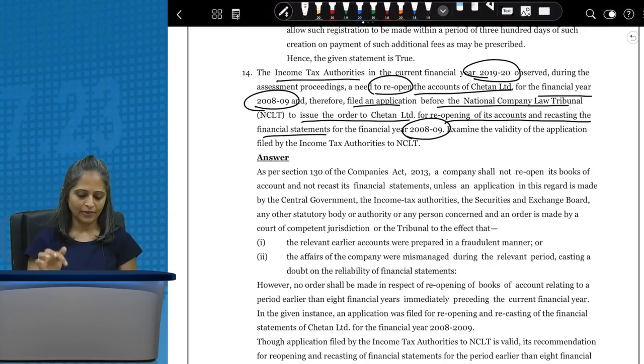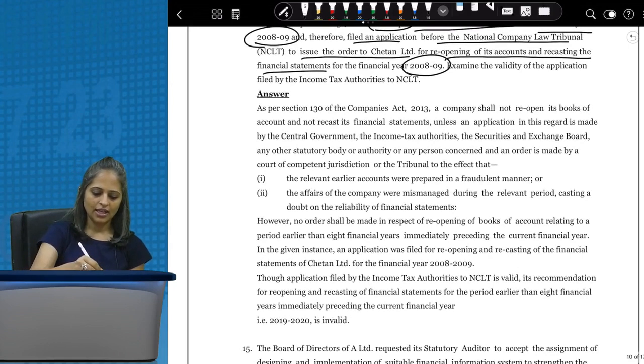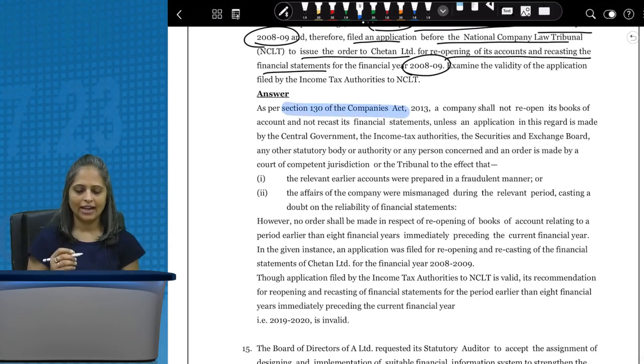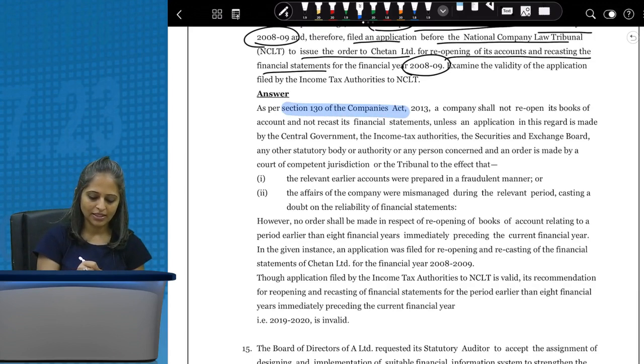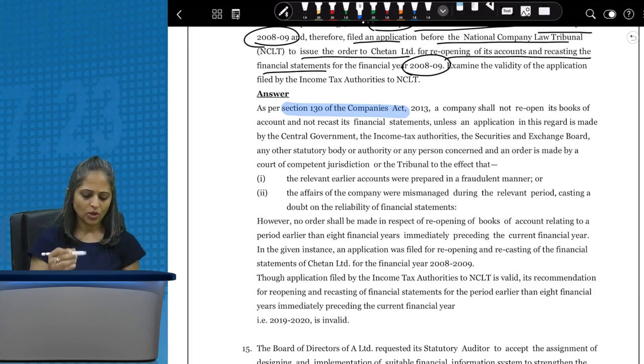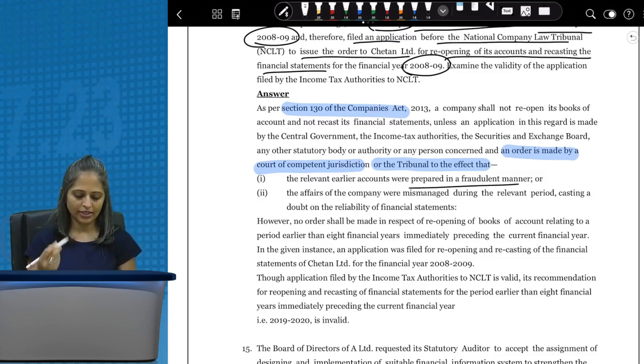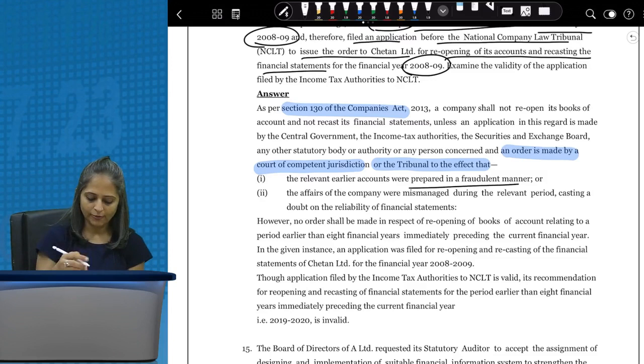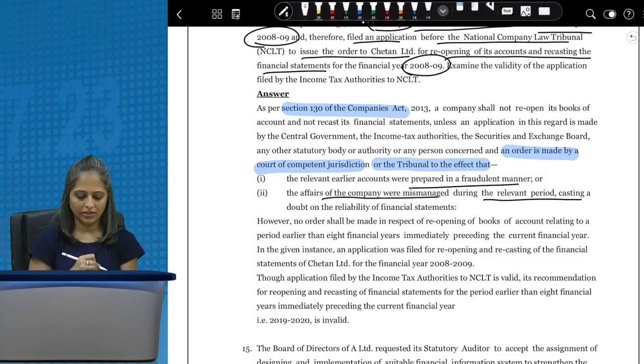Quickly looking through the suggested answer. As per section 130 of the Companies Act, a company shall not reopen its books of accounts or recast its financial statement unless an application in this regard is made by the central government, income tax authority, SEBI, or any other statutory body or authority, or any person concerned, and an order is made by a court of competent jurisdiction or the tribunal to that effect. The relevant earlier accounts were prepared in a fraudulent manner, or the affairs of the company were mismanaged during the relevant period, casting a doubt on the reliability of the financial statement.